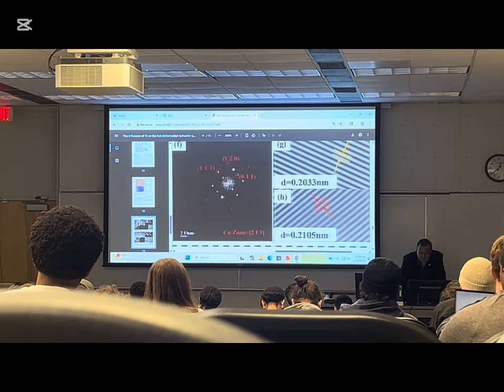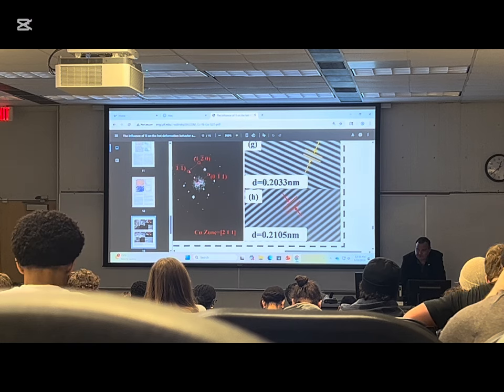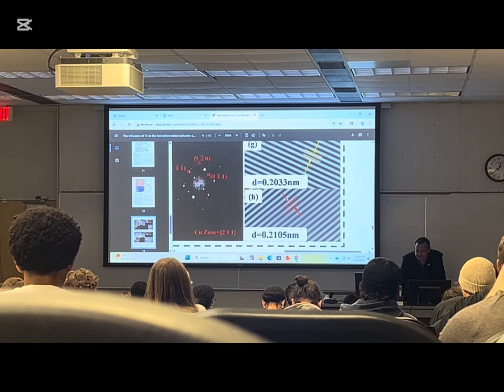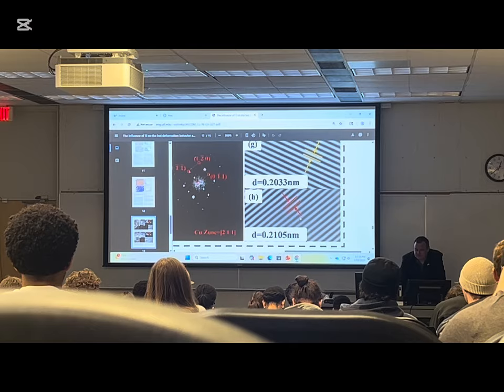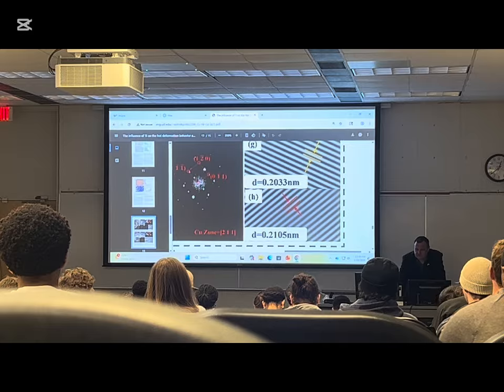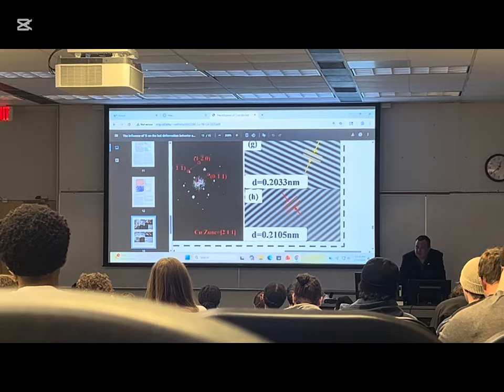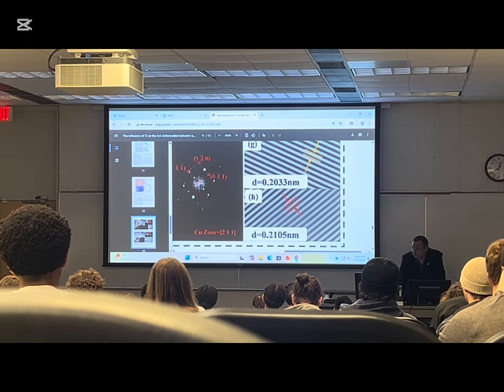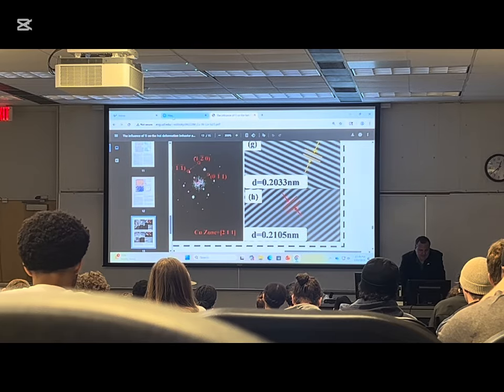Now, if you want to do fast Fourier transform and inverse fast Fourier transform, you see this? This is the distance between atomic planes. So 0.2 nanometers should be the spacing here. That is how many angstroms? 0.2 nanometers is how many angstroms? 2.1 angstroms. Okay. All right.